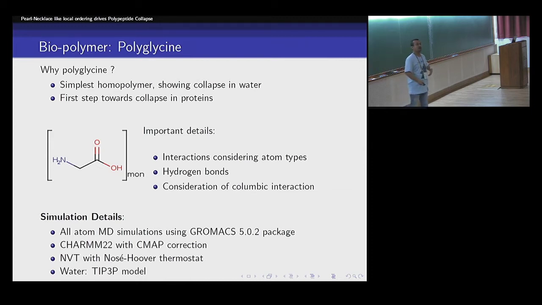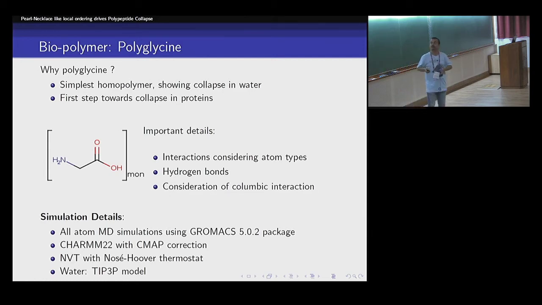And now we wanted to simulate this, for which, of course, you need to do all-atom molecular dynamics simulations, where you consider each and every detail of the atoms, Coulombic interactions, and most importantly hydrogen bonds, which are missing in the coarse-grained picture. To do this we used the CHARMM force field and the GROMACS package, and applied the Nosé-Hoover thermostat. What we know from equilibrium studies is that polyglycine shows a collapse transition in water at a temperature close to 300 Kelvin.